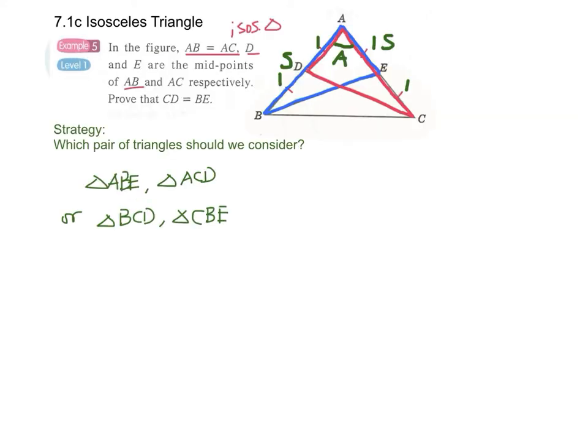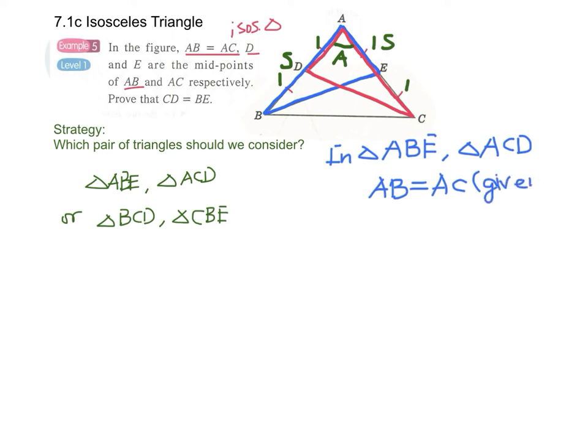And now we can write down the proof as follows. In triangle ABE and triangle ACD, we have AB equals AC. This is a given condition. And AE equals AD. Again, this is another given condition based on the midpoints D and E. Finally, angle A is a common angle.